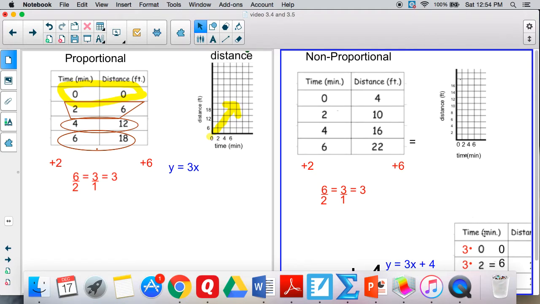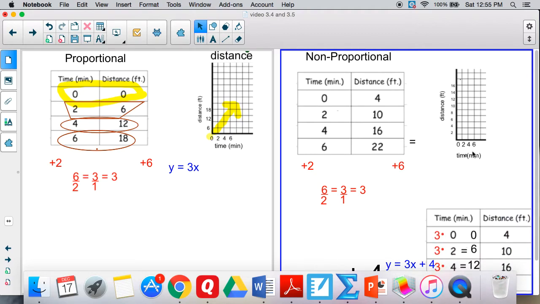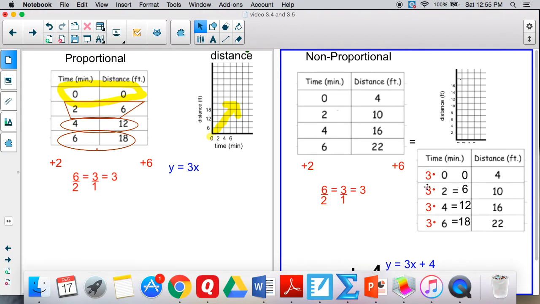So let's go ahead and try to write this equation. We're going to take our slope and multiply it by the time. 3 times 0 is 0, but we actually have an output of 4. 3 times 2 is 6, but we have an output of 10. 3 times 4 is 12, but we have an output of 16. And 3 times 6 is 18, but we have an output of 22. So we need to tweak our rule a bit.